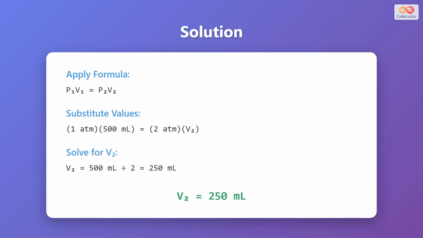Now let us solve this problem step by step. First, we apply the Boyle's law formula. P₁V₁ equals P₂V₂. Next, we substitute the given values into the formula. 1 atmosphere times 500 milliliters equals 2 atmospheres times V2. To solve for V2, we divide both sides by 2 atmospheres. This gives us V2 equals 500 milliliters divided by 2, which equals 250 milliliters. Therefore, the final volume is 250 milliliters.